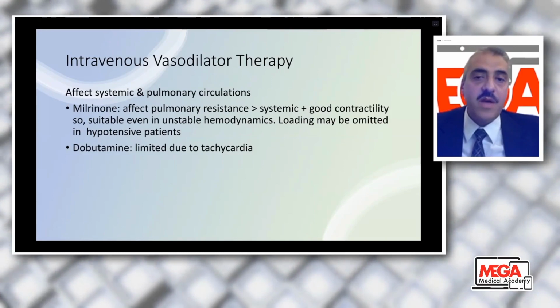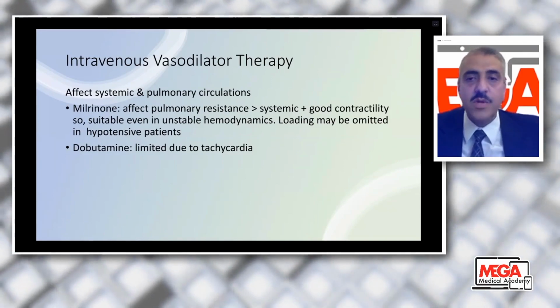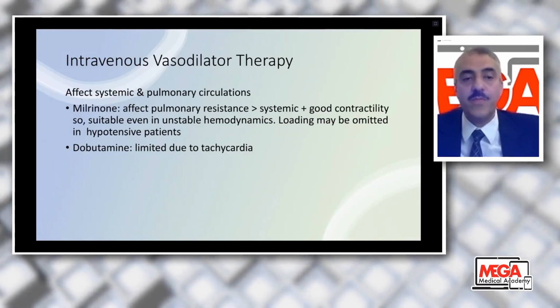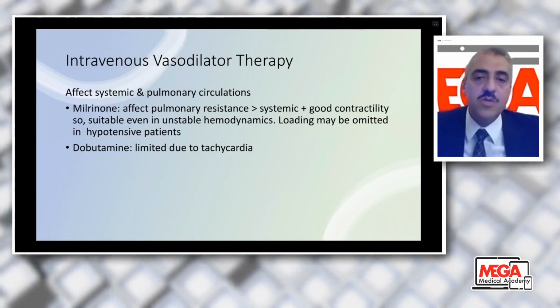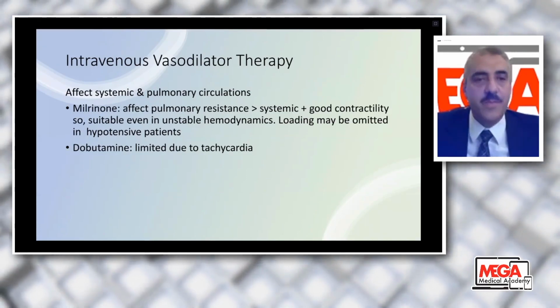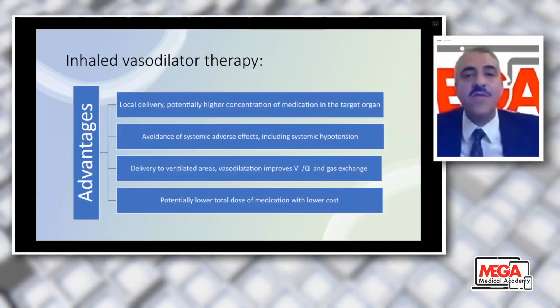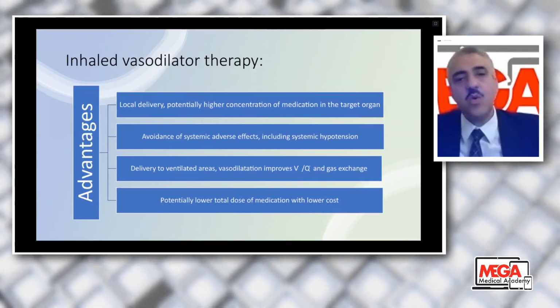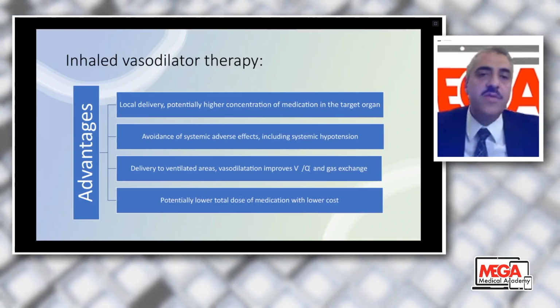It is suitable even if the patient has unstable hemodynamics. However, if the patient is very hypotensive, we can omit the loading dose of the milrinone. Dobutamine is of limited use because of its tachycardia. Now we need to talk about inhaled vasodilator therapy, whether it is nitric oxide or other drugs.